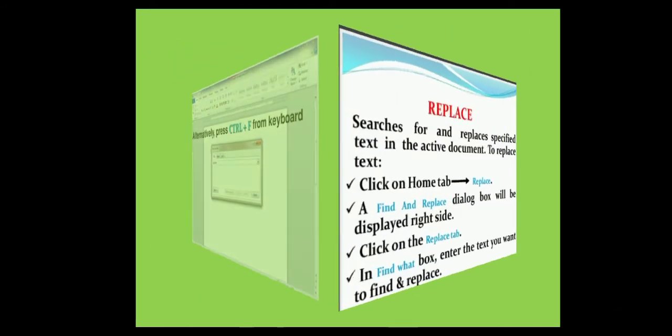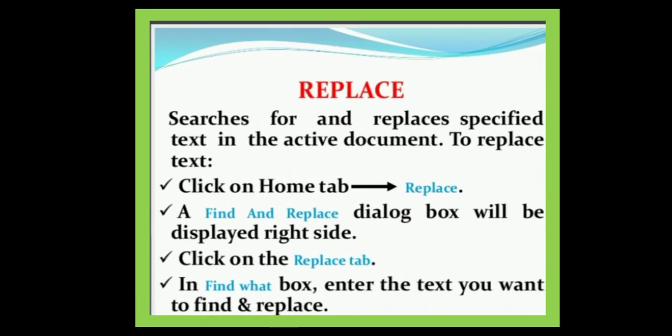And after you find a particular word or name, you may want to replace it. So, search for and replace specified text in the active document. It means you change the name Rohit to Mohit. But how to replace it? Click on the Home tab and the Replace option. A Find and Replace dialog box will be displayed on the right side. Click on the Replace tab.